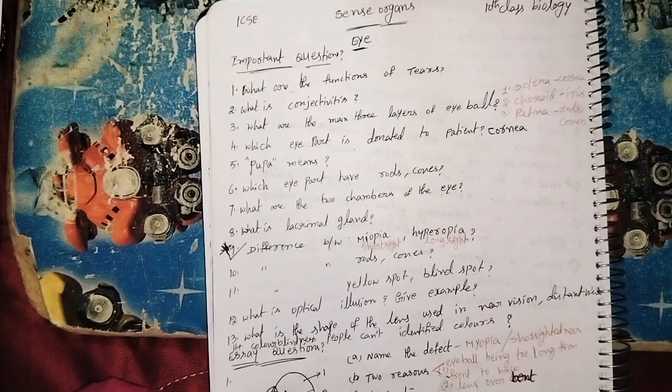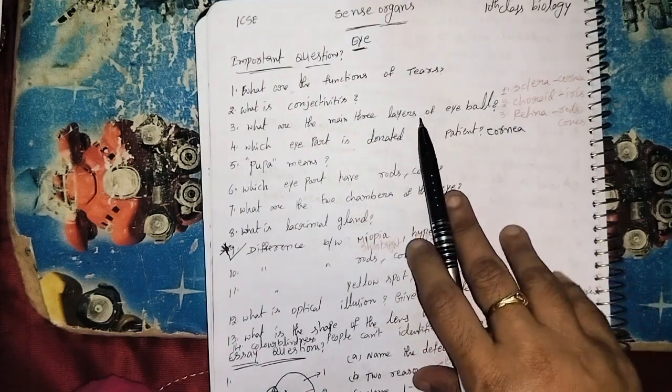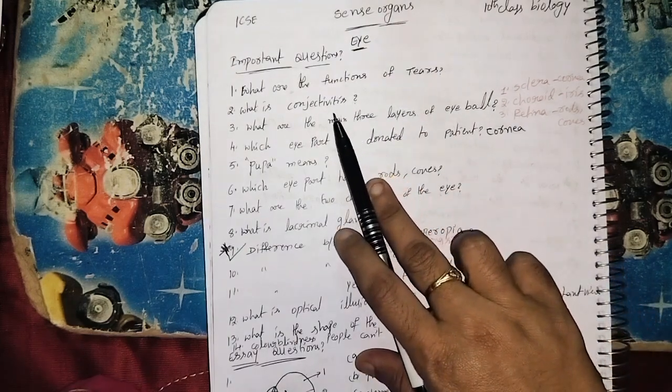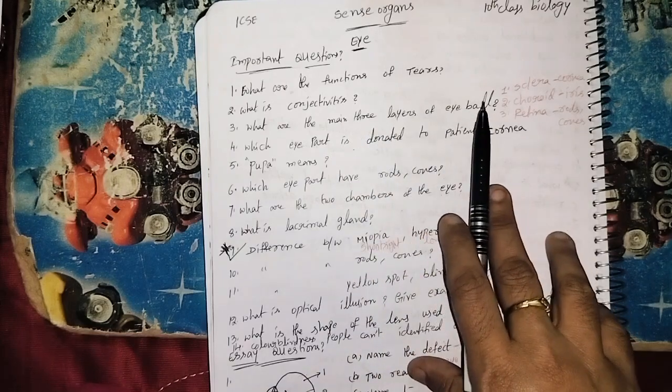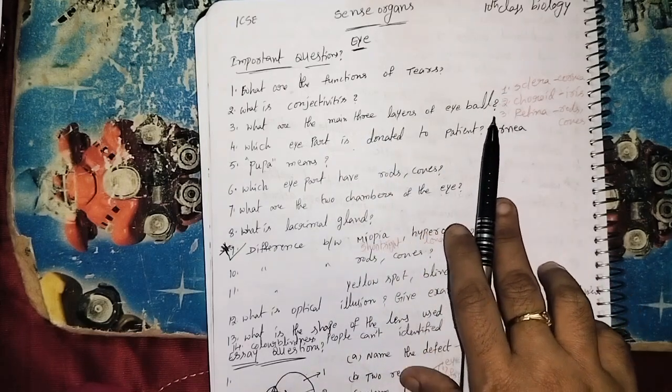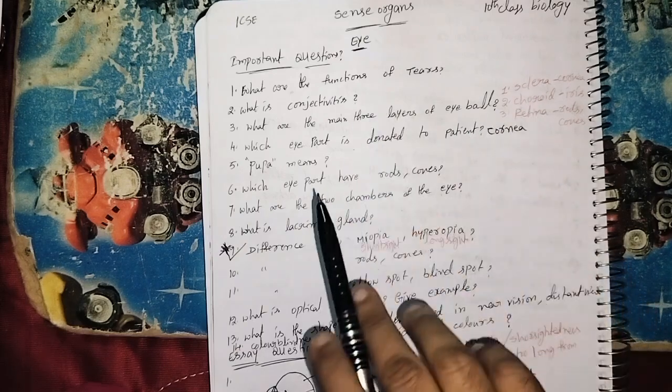Today I am teaching about 10th class biology, important questions in sense organs, previous year question papers. So, what are the functions of the tears? What is conjunctivitis? What are the main three layers of eyeball? So, mainly three parts: sclera, choroid, retina.